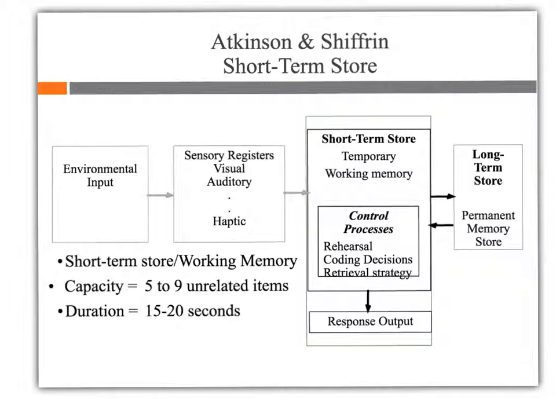The point was, you just saw an example of using your short-term store or working memory. The capacity of the short-term store is 5 to 9 unrelated items. I bet on the list of words you had between 5 to 9 items. The duration is about 15 to 20 seconds.